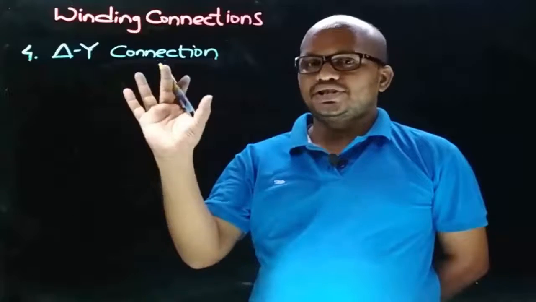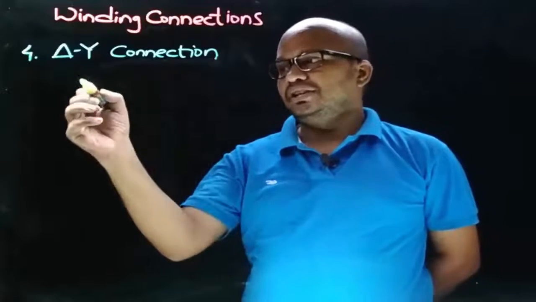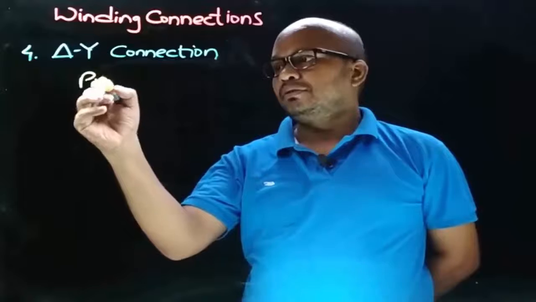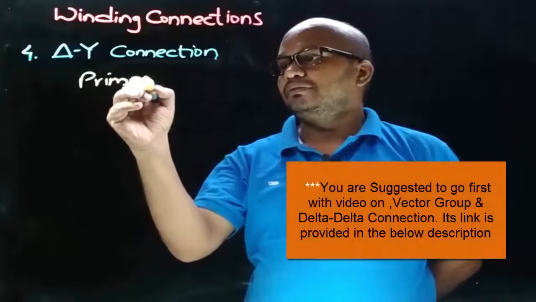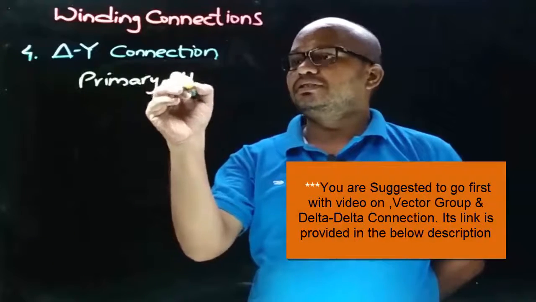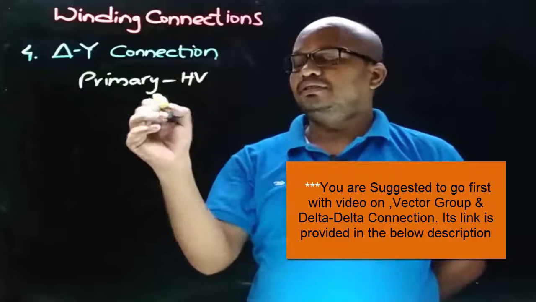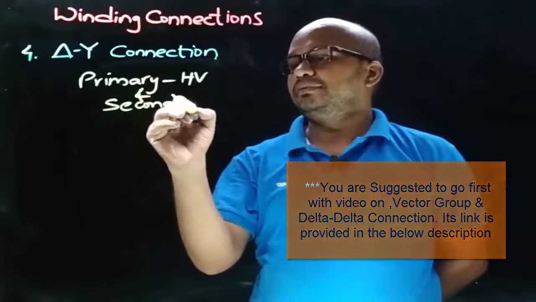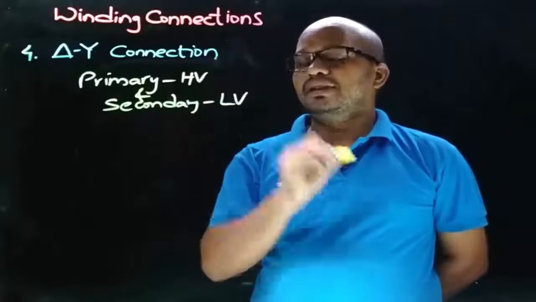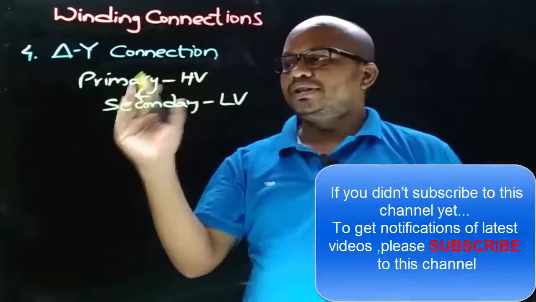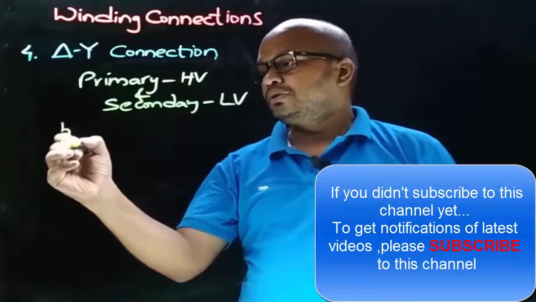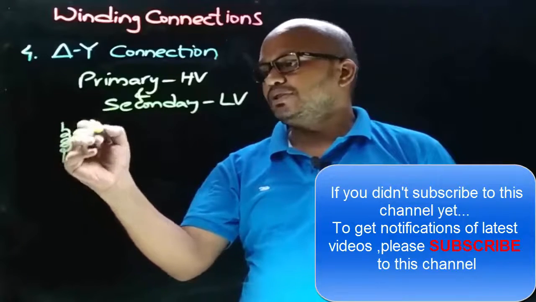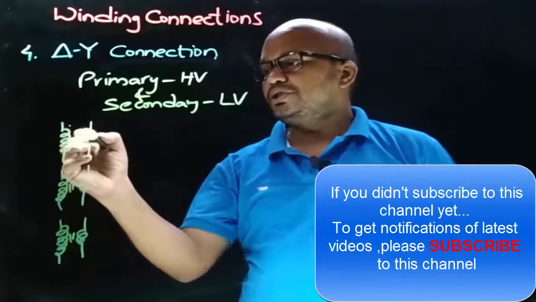Now let's have the discussion on star delta connection. And here the assumption is primary is HV and secondary side is LV winding. Therefore, now let's consider the bank of 3 single phase transformers and let's give the dot notations.